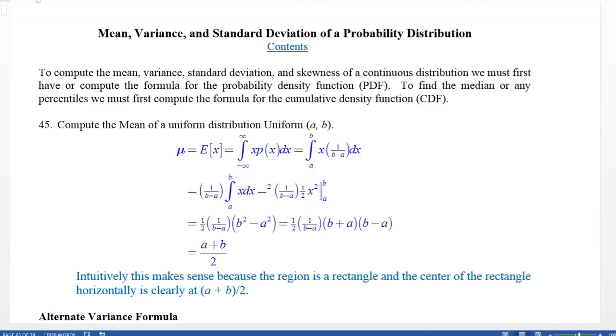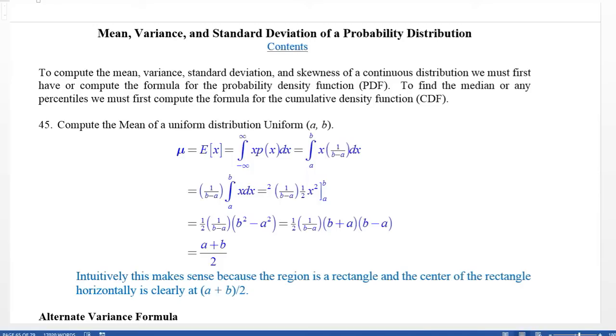Oftentimes when we're looking at a distribution, we're interested in describing that distribution of data, or the characteristics of the graph, another way to say the same thing. And so we're interested in various characteristics of that. We might need to know the center, and the center of that distribution is what we call the mean, mu. That's one way to measure it. The median is another way to measure it.